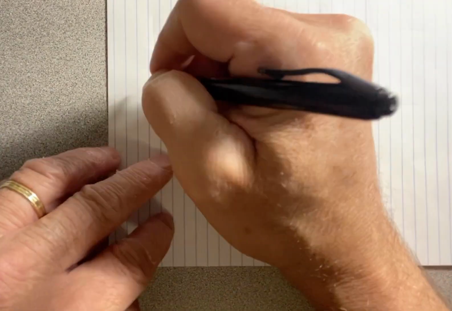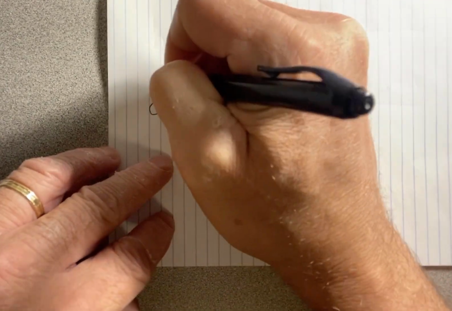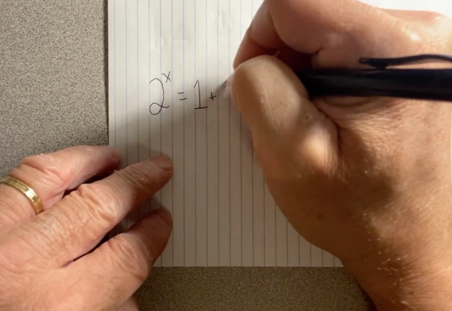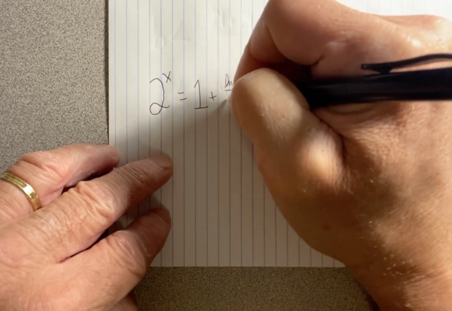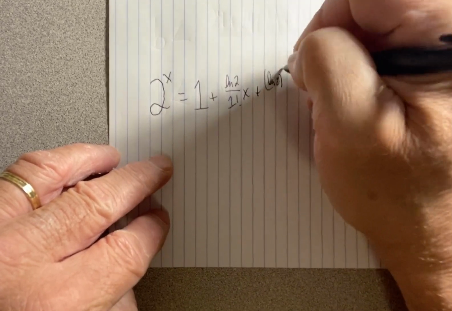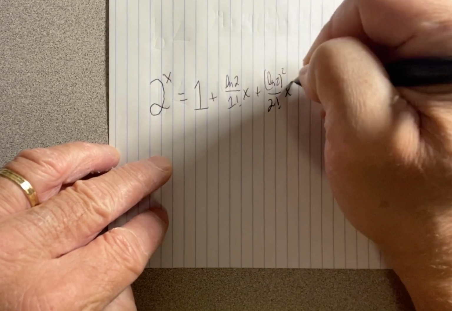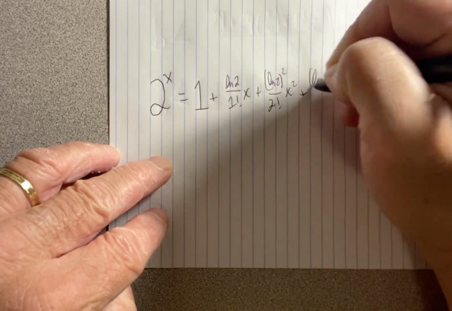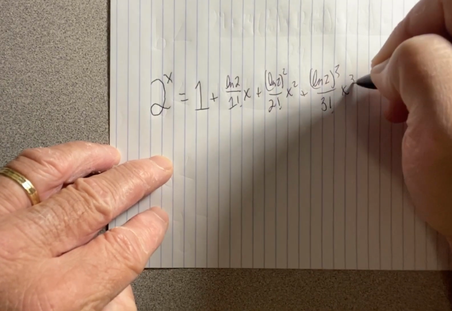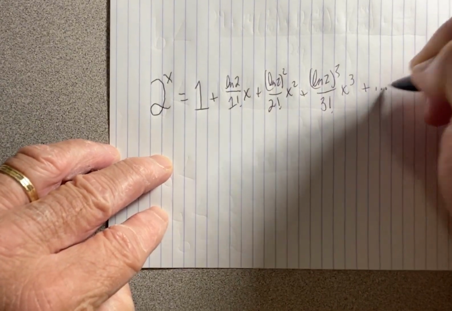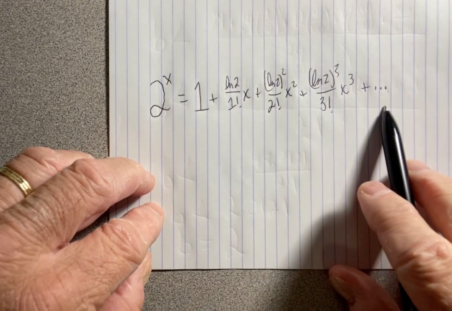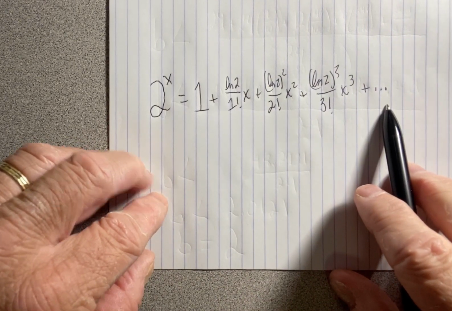Well, we saw what that definition of 2 to the x was. The true definition for 2 to the x is 1 plus the natural log of 2 over 1 factorial x, plus the natural log of 2 squared over 2 factorial x squared, plus the natural log of 2 cubed over 3 factorial x cubed, and so forth and so on forever. And why is this a better definition than the one we had before?